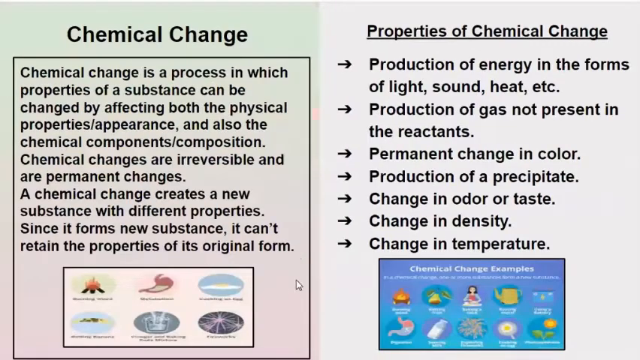Now let's come to chemical change. Chemical change is a process in which properties of a substance can be changed by affecting both the physical properties or appearance and also the chemical components or composition. Chemical changes are usually irreversible and are permanent changes. A chemical change creates a new substance with different properties. Since it forms a new substance, it can't retain the properties of its original form. Some properties of chemical change are the production of energy in the forms of light, sound, heat, etc., and production of gas, permanent change in color, production of a precipitate, change in odor or taste, change in density, change in temperature, etc.